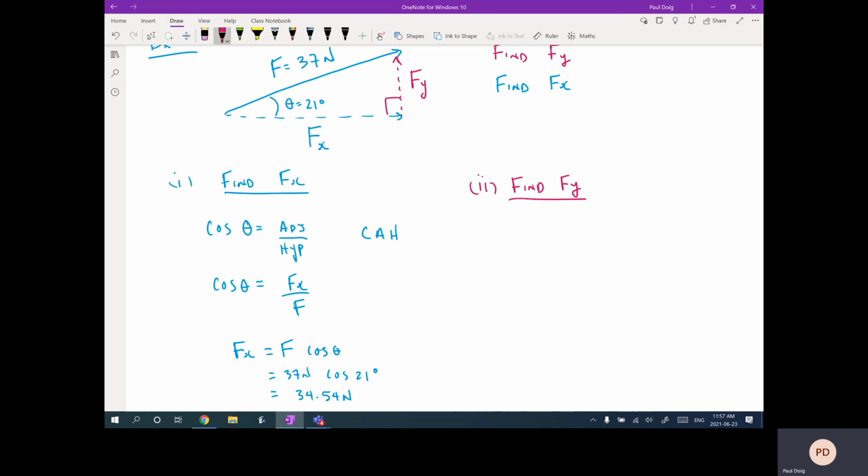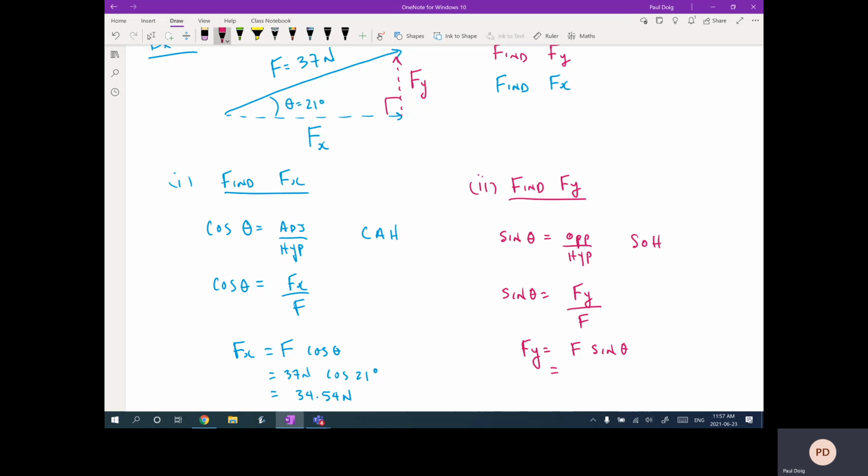So for f of y, we're going to follow the same sort of logic here. I'm going to say that the sine of angle theta is equal to the opposite over the hypotenuse. That's the SO tool that we can use. So sine of theta is equal to f of y, the opposite from the 21 degrees, over the f. Rearrange that again, just as we did before. So f times sine theta is going to equal the y component.